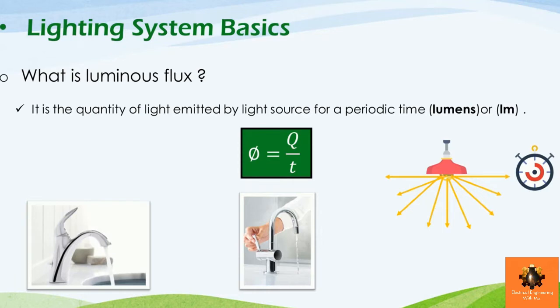So the lamps have the same idea, as each lamp has a fixed value of lumens that it can produce. So some lamps have a smaller value of lumens emitted out of it, and some other lamps have a higher value of lumens emitted out of it.